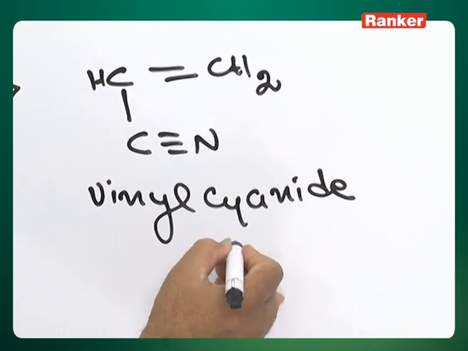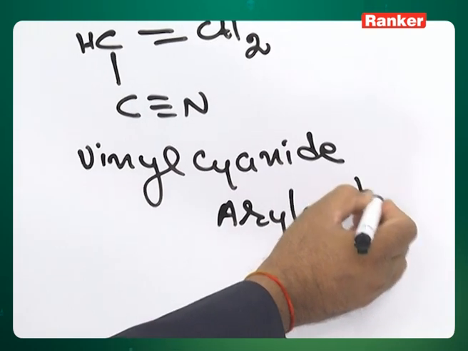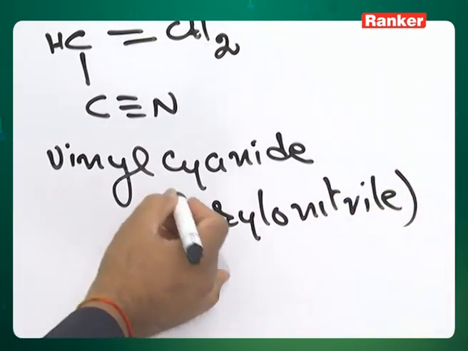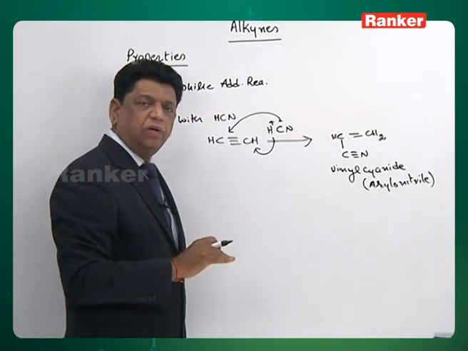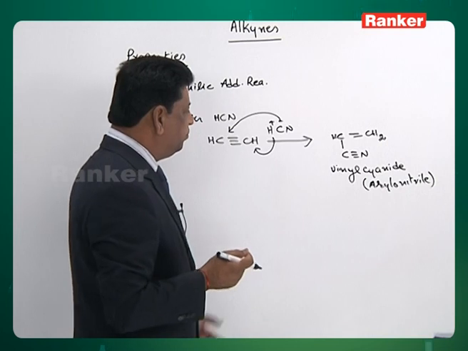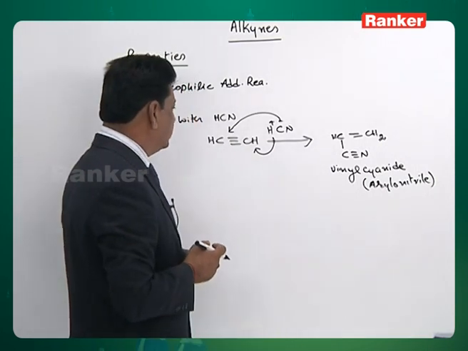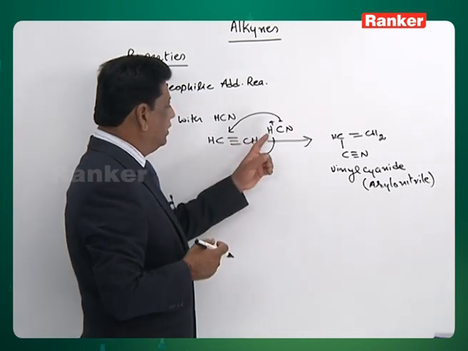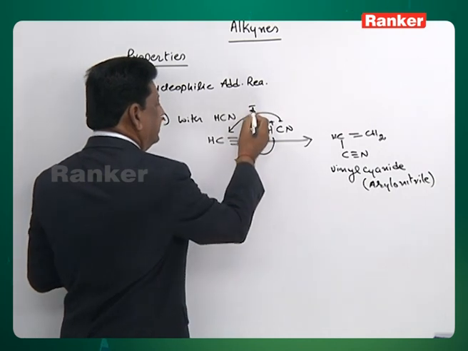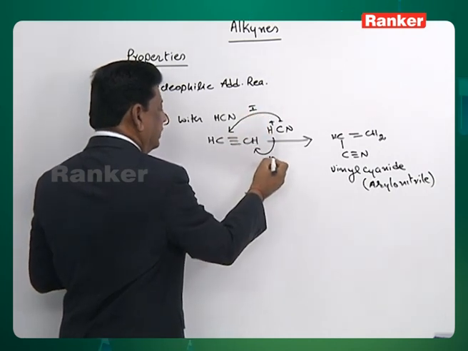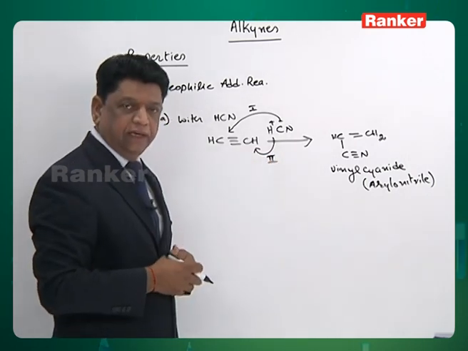It also has a common name called acrylonitrile. This compound on polymerization, just like vinyl chloride will give polyvinyl chloride, acrylonitrile will give polyacrylic products. Now, in this acetylene reaction with H plus and cyanide minus, it is studied that cyanide minus attacks first, followed by the H plus. This is the second step.